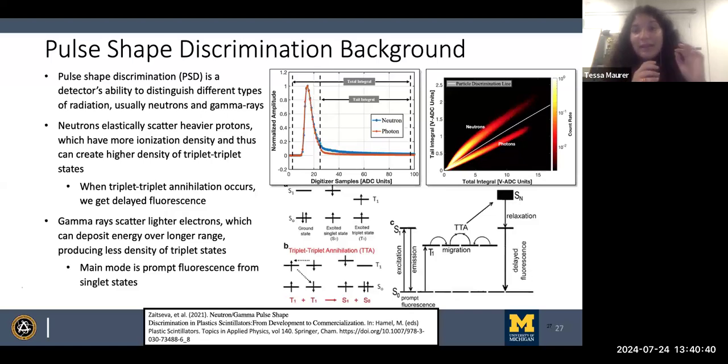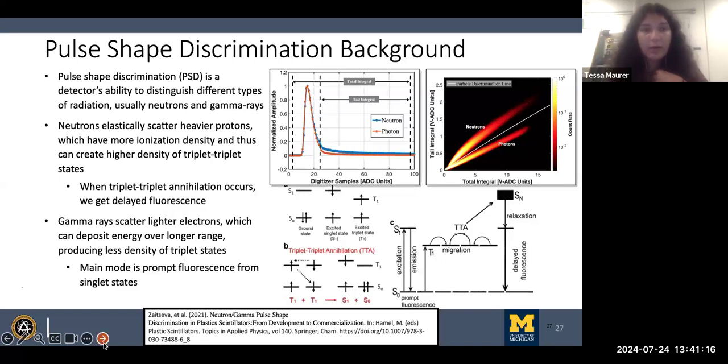And so you can take advantage of the shape differences and produce the plot that you see here on the right. This is the tail integral versus the total integral. If you chop up these regions and integrate them, for the same total integral, which correlates to the same energy, we would expect the neutrons to have more tail integral, right? Because we get delayed fluorescence. And that's exactly what you see here. That's why these two clouds form, a neutron cloud and a photon cloud. And that's how we can discriminate them.